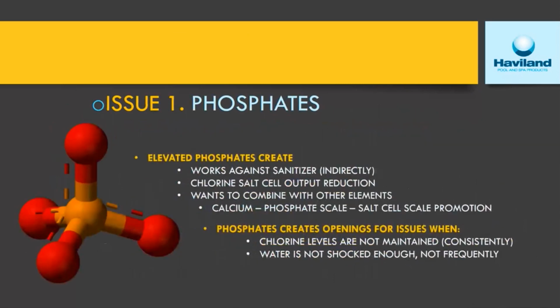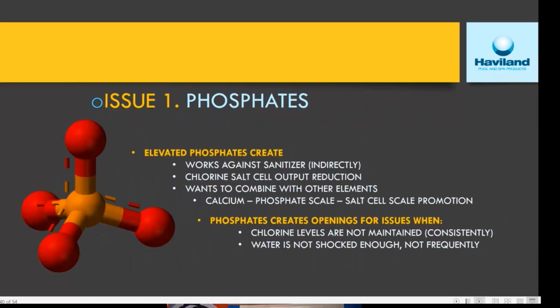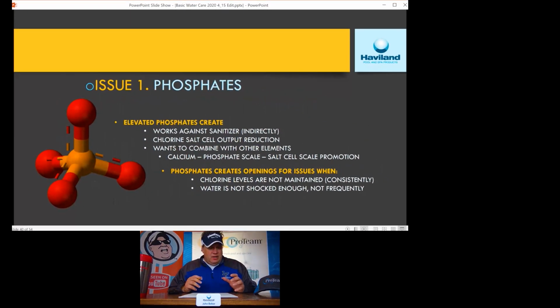And what happens is these things get into the water and they actually reduce the effectiveness of your chlorine. They can combine with calcium if you have a salt chlorine generator on the pool to create calcium phosphonate, which is nasty, nasty stuff, which causes all kinds of issues. You can't produce chlorine through your generator. You get scale formation on stuff.